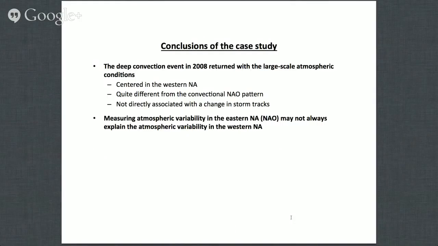So the conclusion of this case study can be summarized like this. The deep convection event in the 2008 winter was driven by large-scale atmospheric conditions centered in the western North Atlantic. It's quite different from the conventional NAO pattern, and not directly associated with a change in storm tracks. And measuring atmospheric variability in the eastern North Atlantic, which is the traditional definition of the NAO, may not always explain the atmospheric variability in the western North Atlantic.